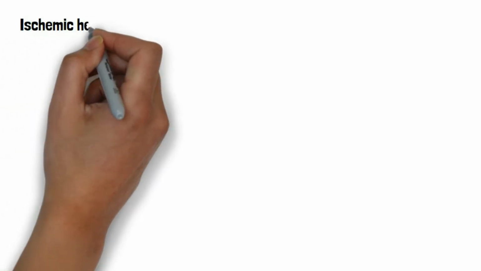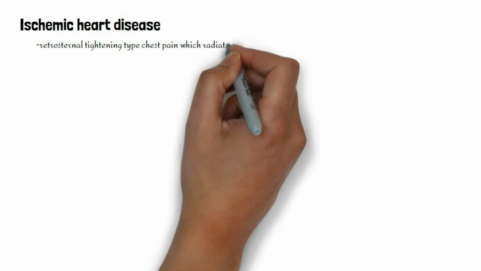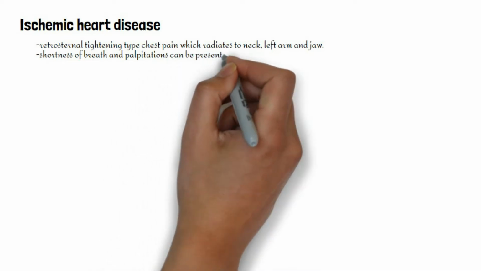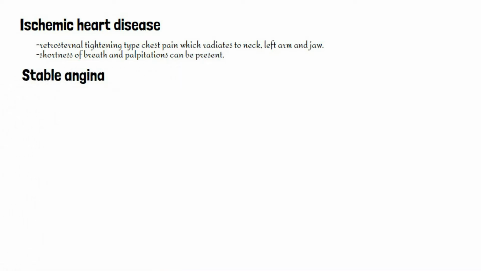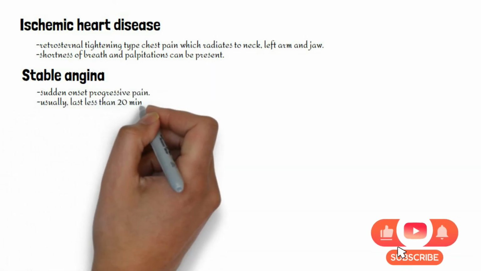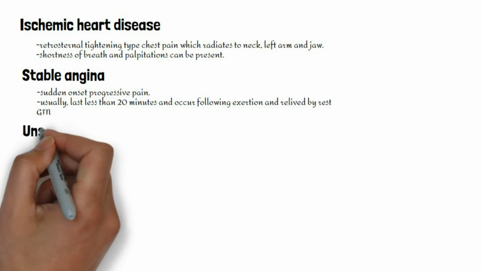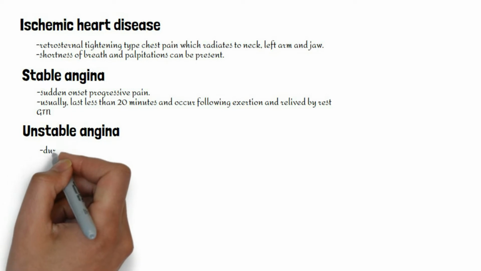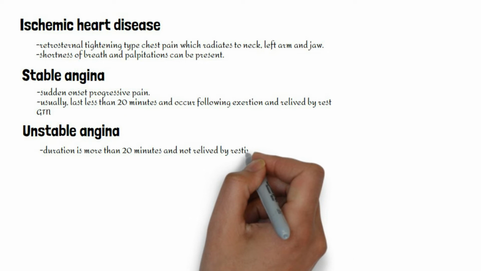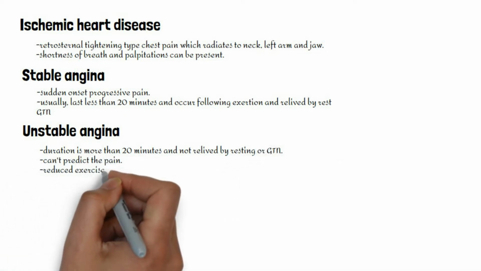those. Ischemic heart disease. Retrosternal tightening type chest pain which radiates to neck, left arm and jaw. Shortness of breath and palpitations can be present. Stable angina. Sudden onset progressive pain. Usually lasts less than 20 minutes and occurs following exertion and is relieved by rest and GTN. Unstable angina. Duration is more than 20 minutes and not relieved by resting or GTN. Can't predict the pain. Reduced exercise tolerance is also present.